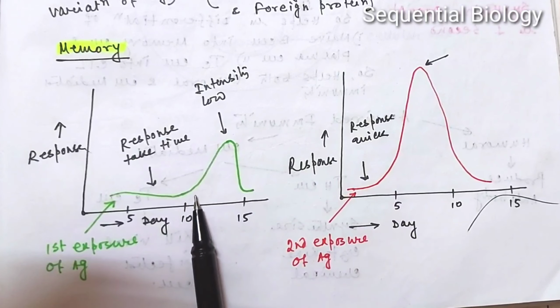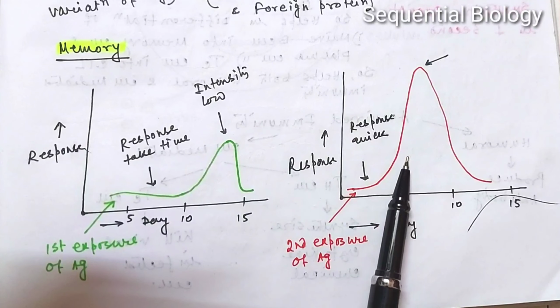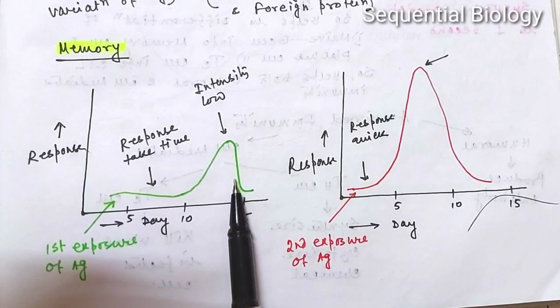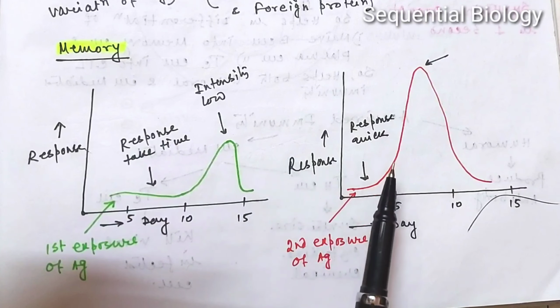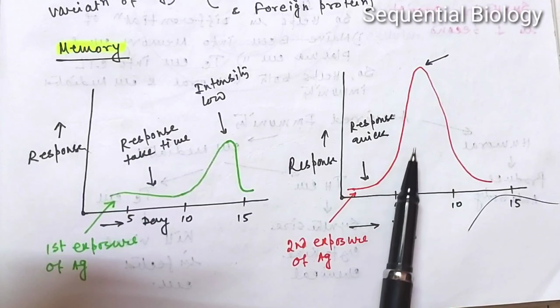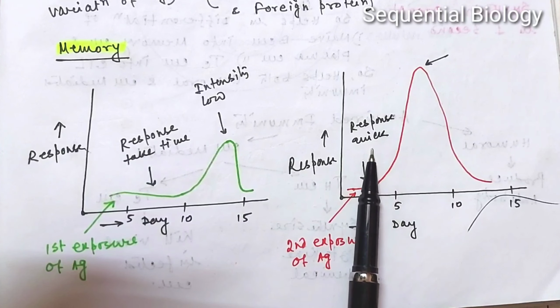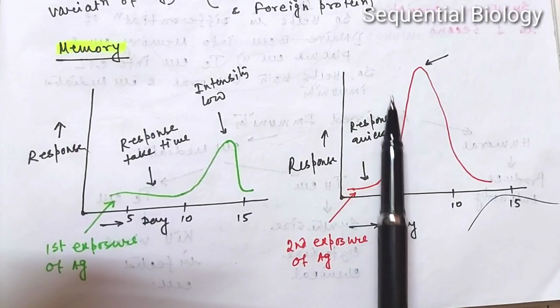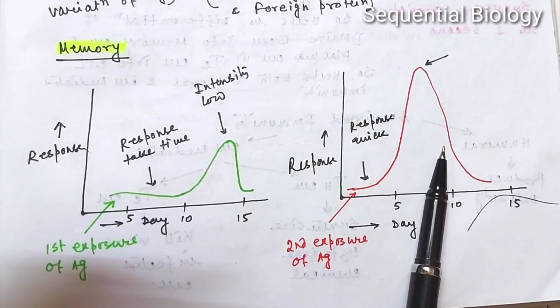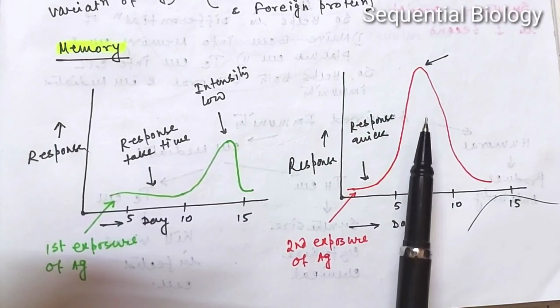But in case of the first exposure, no memory cells are present in our body. In the second exposure, due to the first exposure, memory cells have been produced. This takes time. But in the second exposure, since our body has already developed many memory cells, a quick response is possible, and this causes rapid elimination of different types of pathogens from our body.